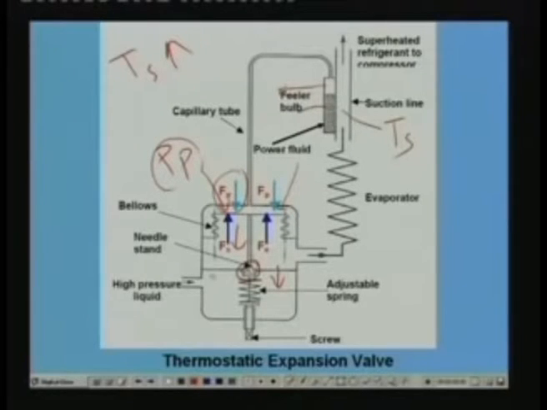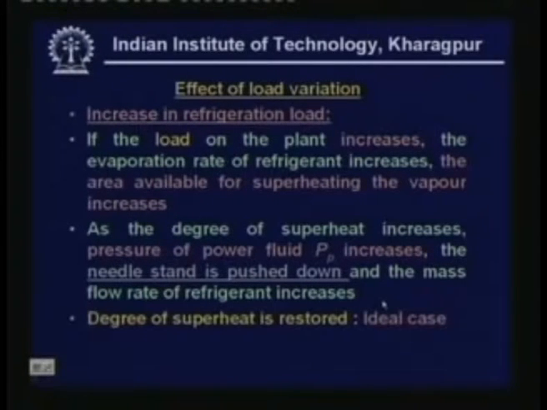Once this is pushed down, you can see that the area available for refrigerant flow increases. Once the area available for refrigerant flow increases, more refrigerant enters into the evaporator. Once more refrigerant enters into the evaporator, this temperature reduces because the degree of superheat reduces. Once the degree of superheat reduces, this pressure also reduces. So again it comes back to the original pressure. Again the degree of superheat, delta Ts, is restored. So the degree of superheat is restored, and this is the ideal case, right?